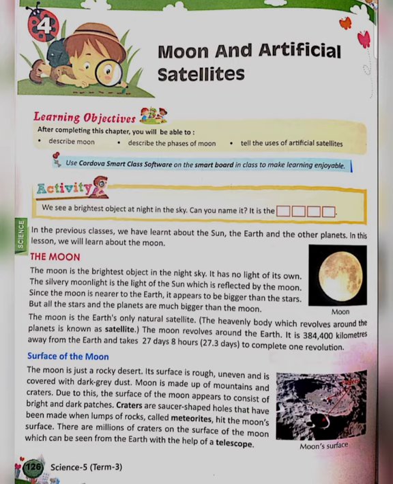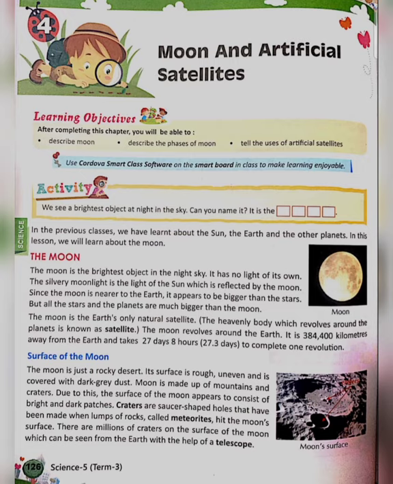This you must remember. It takes 27 days, 8 hours to complete one revolution. The moon takes 27 days and 8 hours. In short, you can say 27.3 days to complete one revolution around the earth. We know that the moon revolves around the earth, and both of them revolve around the sun also.